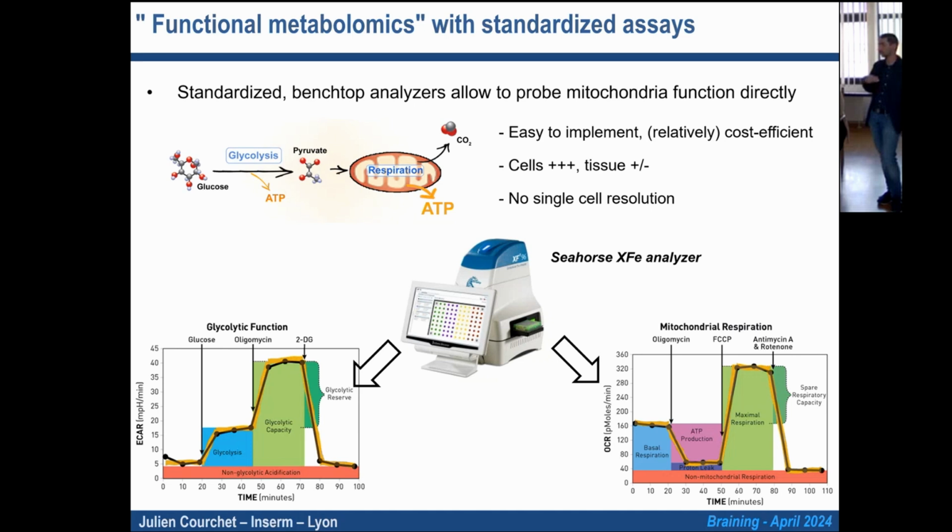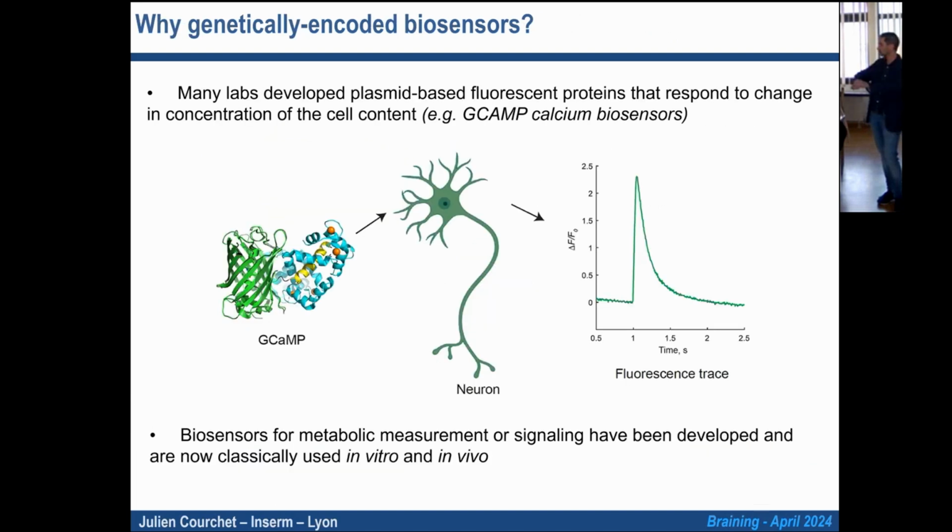This is all functional information. So this is relatively easy to implement as long as you have the machine. The machine is pretty pricey, but it can be a core facility machine because the assay does not take that long. It's very good for cells. It's not that good for tissue because it's designed on 96 well plates. So with tissue, it's a bit more complicated. The disadvantage mostly is that you don't have a single cell resolution.